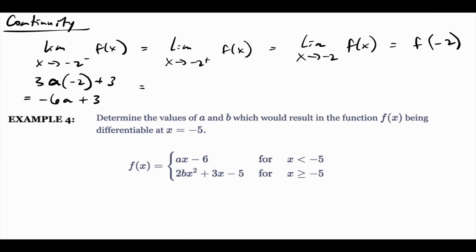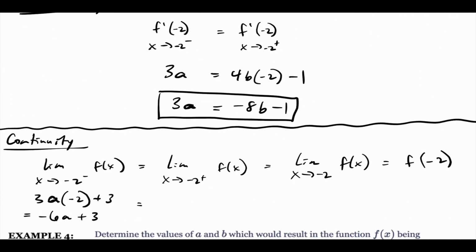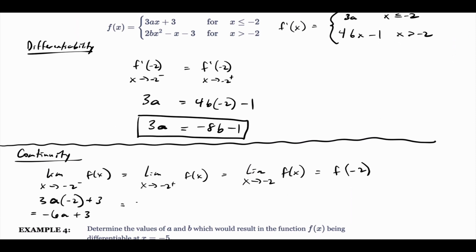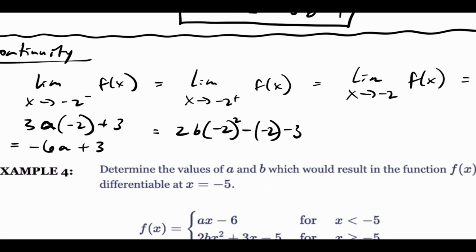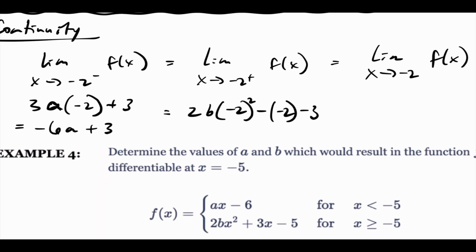Now I'm going to plug in negative 2 to the bottom. 2b times negative 2 squared minus negative 2 minus 3. Those are going to become positive. So I have 8b minus 1. Negative 2 squared is 4 times 2 is 8. Then I have positive 2 minus 3 is negative 1.